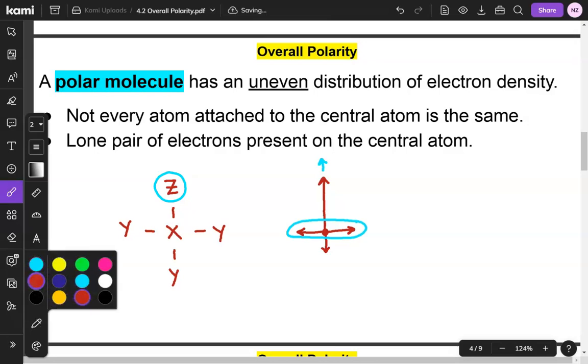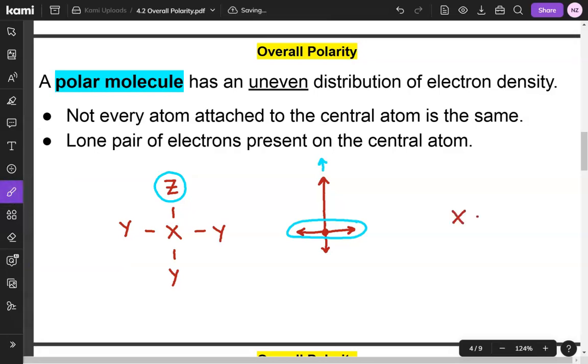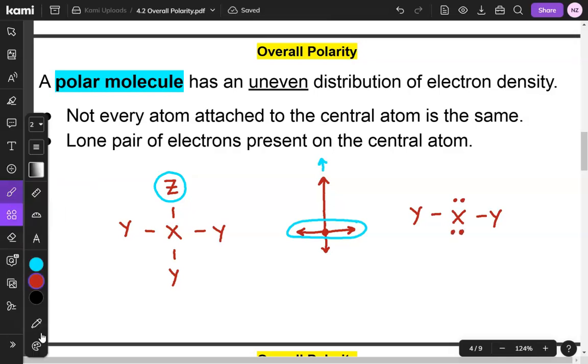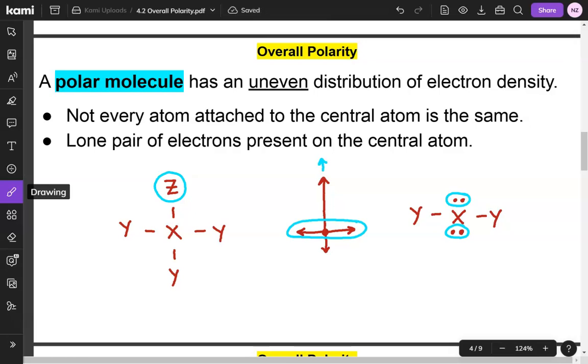Now you can also have a polar molecule if you have lone pair of electrons. So those lone pair of electrons cause a shift in electron density. So if you have these, those also make your molecule polar. Remember, polarity has to do with the distribution of electrons. So if you have lone pair, they are going to cause an uneven distribution of electrons. So I know in this case it kind of looks like they're canceling each other out, but this is going to cause the molecule to be polar.